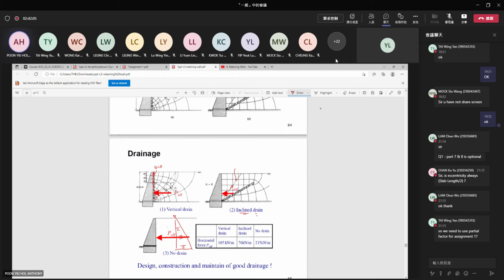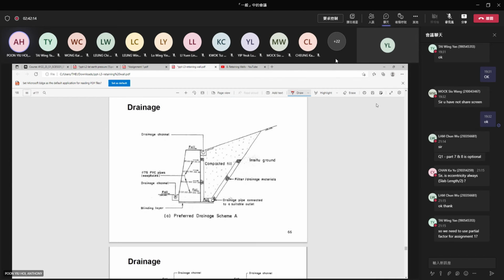So if you have an inclined drain, so this is 0, then the pore water pressure will be 0. So that's why this is called a preferred drainage scheme. So we have a sloping drainage. But of course, this is quite expensive. 即係會貴啲啦，又要 cut 個 face，又 cut 多咗又貴啲啦，又要 backfill 翻，又要 compact 翻，要啲人工去 compact 佢，貴啲啦。So this is the idea.